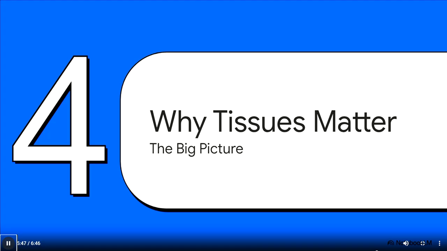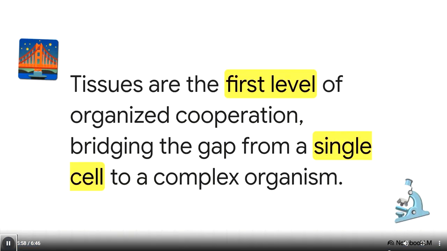So, after that whirlwind tour through the microscopic architecture of plants and animals, let's just zoom out for a second. What's the big takeaway here? Why is understanding all this stuff so important? Well, it's because tissues are that crucial first step up from just being a single, lonely cell. They represent the very first level of organized cooperation in life, and that cooperation is what allows for the creation of organisms as complex and capable as a giant redwood tree or, well, you. Tissues are the essential bridge from the microscopic world to the world we see every day.